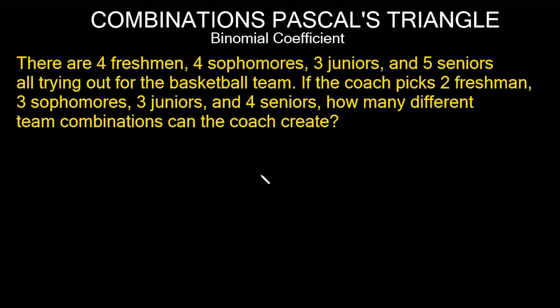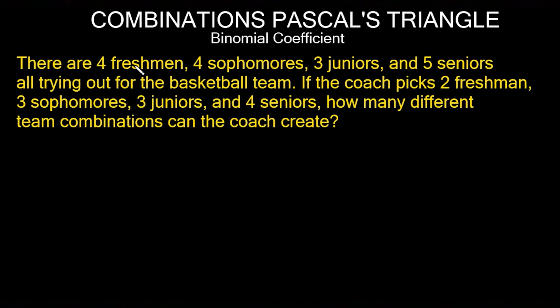So again, we have a lot of information going on here, but it's really simple. You're just going to be doing this 4 different times. 1 time for the freshmen, 1 time for the sophomores, 1 time for the juniors, and then 1 time for the seniors. Then once you get the binomial coefficient for all 4 of those categories, you're just going to multiply them together and you'll get your answer. Okay, so for example, let's start with the freshman.